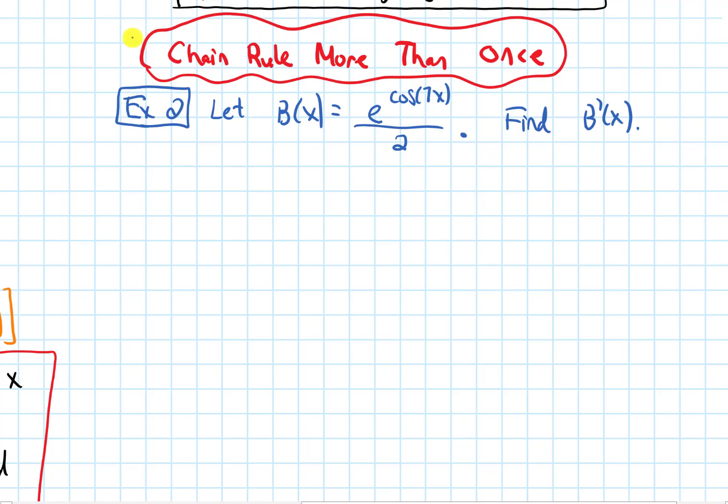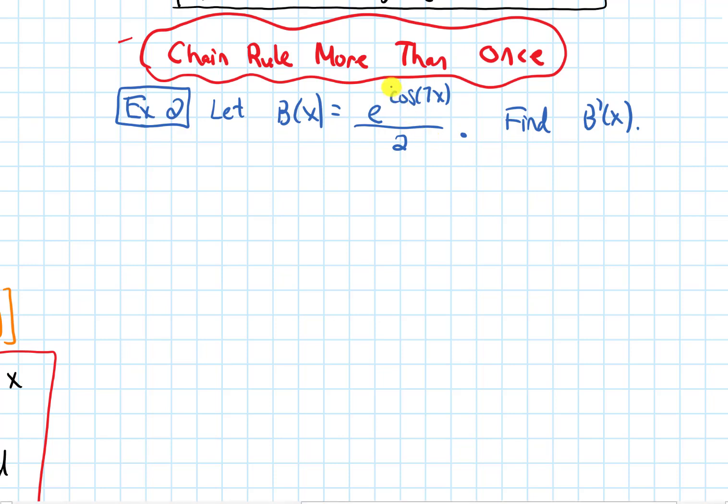In this video, we'll do some chain rule examples that involve applying the rule more than once. So the first example says, let b of x be equal to e to the cosine of 7x over 2, and I want to find the derivative.